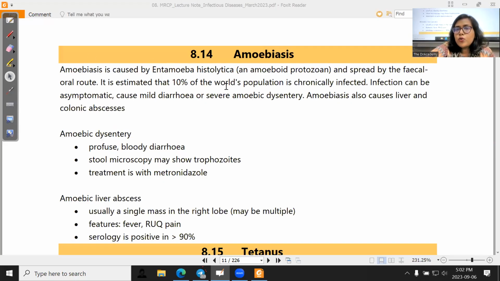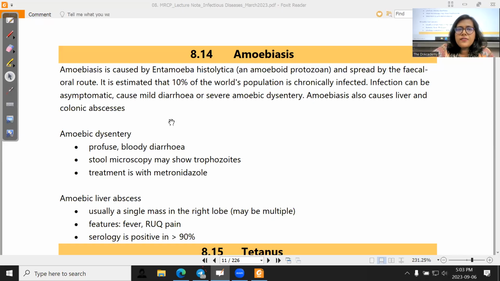Amoebiasis is caused by protozoa. It's a protozoal infection, Entamoeba histolytica, transmitted by the fecal-oral route, okay? And infection can be asymptomatic or sometimes mild diarrhea or even severe amoebic dysentery, which is crampy abdominal pain. Here, rather than the diarrhea, pain is more prominent in the dysentery, okay? And rectal cramps are also more prominent in amoebic dysentery. Along with that, in the severe cases, there might be invasion of the intestine causing bloody diarrhea.